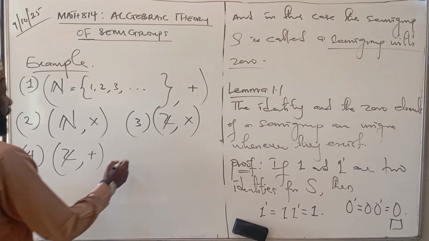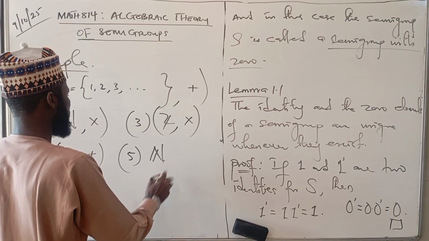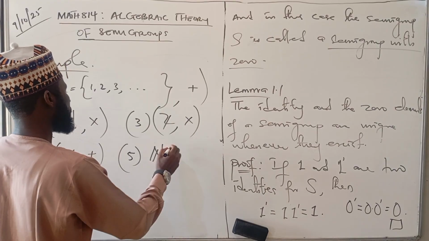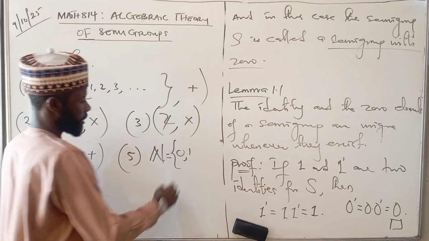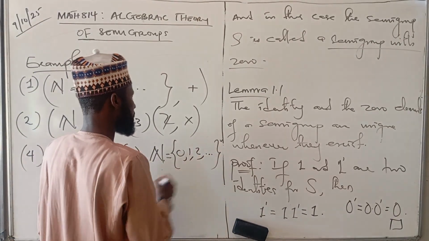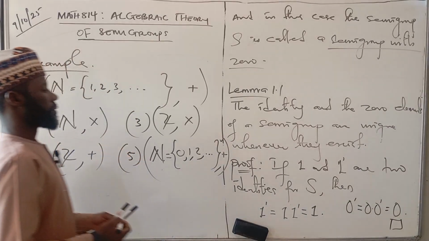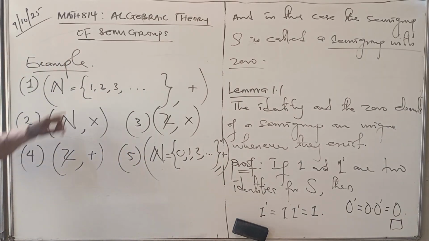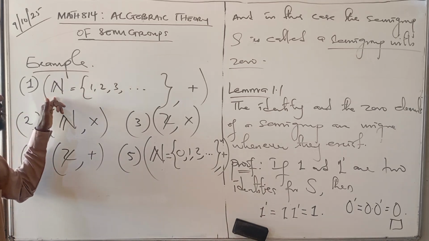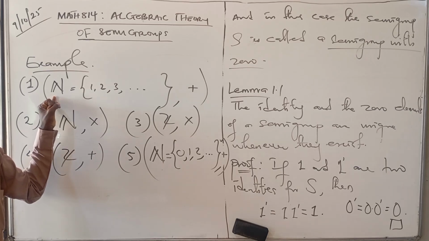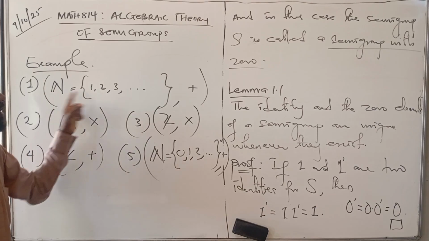Well, I can take the set of natural numbers, but this time around, I want to include 0 among the natural numbers, like this, and then I take it with addition. Okay. So you see this set, this semigroup. Does it have identity? There is no identity here. I hope it's okay.